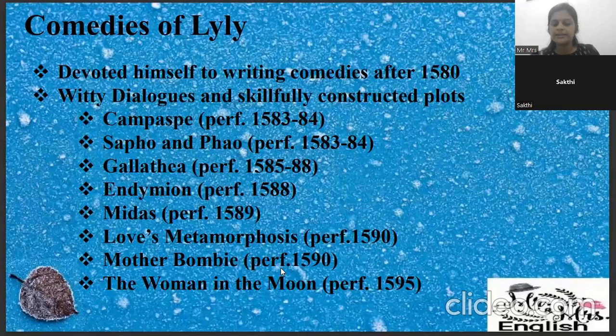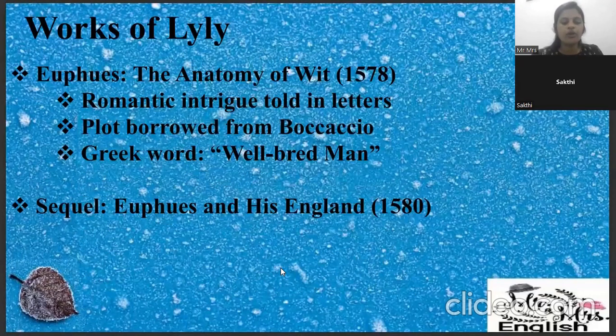Euphuism means formal, elaborate, stylized prose, sententious in style. Syntactical balance and antithesis can be there. Then patterns of alliteration, assonance, rhetorical questions, long similes, learned allusions, all these. It's filled with all these things. I told you, it's a very sophisticated, artificial, intellectual type of writing style. That is what Euphuism is.